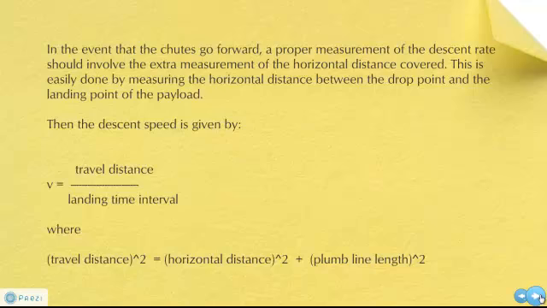In the event that the chute goes forward, a proper measurement of the descent rate should involve the extra measurement of the horizontal distance covered. This is easily done by measuring the horizontal distance between the drop point and the landing point of the payload. And here we have our descent speed, which is given by the formula, where you have your travel distance, horizontal distance, and plumb line length as variables in your equation.